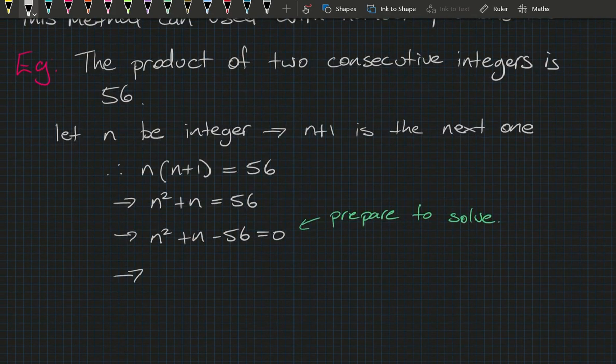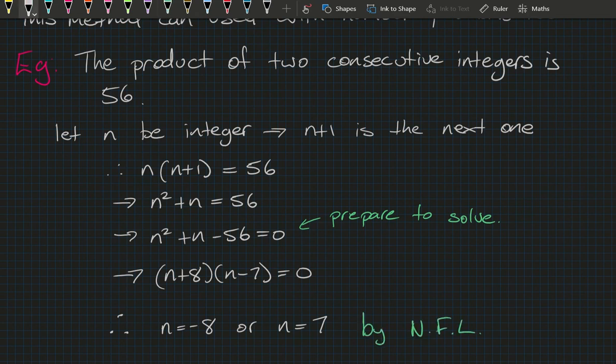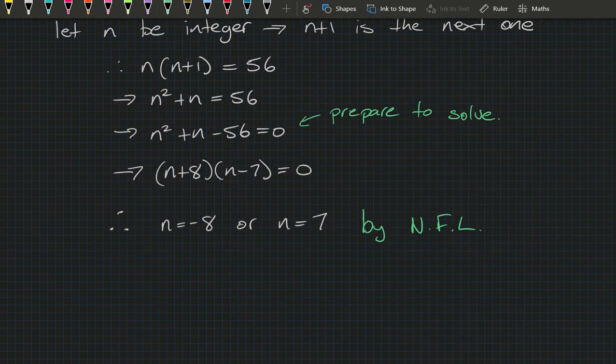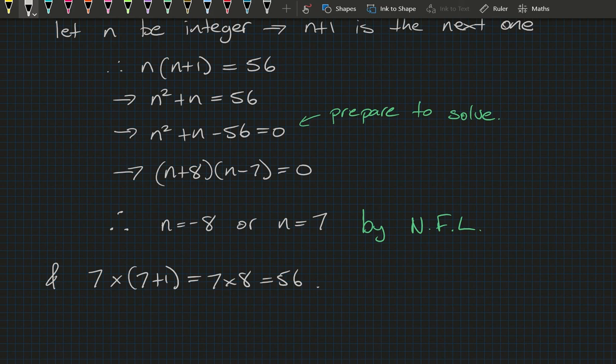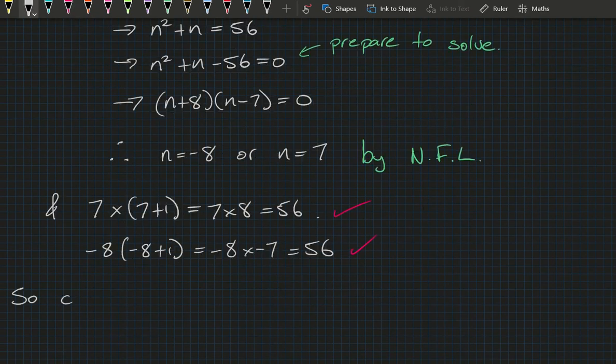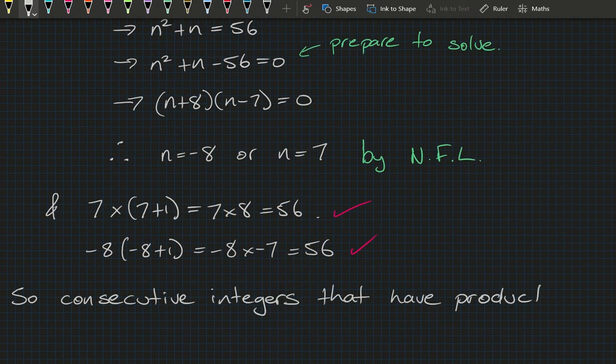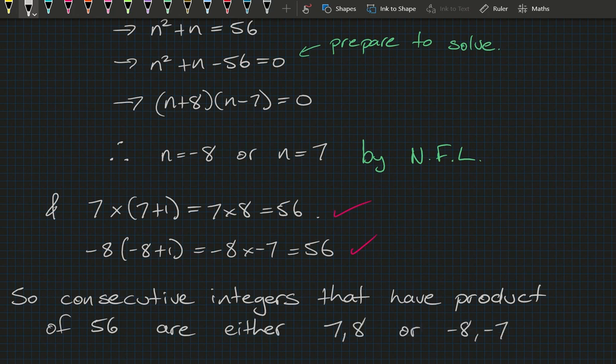Okay, so this quadratic can be factored as n plus 8 times n minus 7 equals 0. So therefore, n is equal to minus 8 or n is equal to 7 just by using the null factor law. And sure enough, 7 times 7 plus 1 equals 7 times 8, which is 56. And minus 8 times minus 8 plus 1 is equal to minus 8 times minus 7, which is also 56. So we get 2 ticks there. And the actual answer to the original question is stating that our factor pair is either 7 and 8 or minus 7 and minus 8. Of course, you should check whether negative numbers are accepted, but here they are.